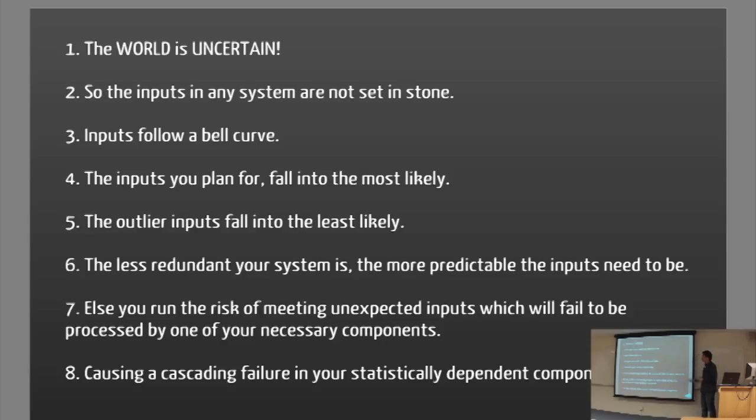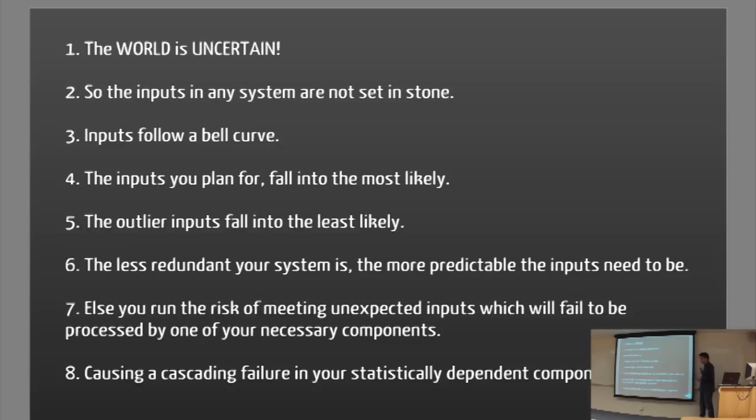Another assumption: inputs follow a bell curve. The inputs at the top of the bell curve are the ones that you think are most likely. The inputs on the sides of the bell curve are the ones that you think are least likely. The inputs you plan for are at the top, and outlier inputs fall into least likely. The less redundant your system is, the more predictable the inputs need to be. This is a really important point.